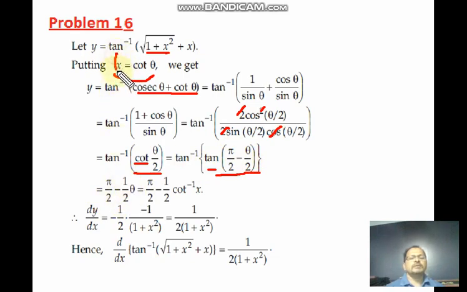Theta is nothing but cot inverse x, and putting it here, y is equal to pi by 2 minus half cot inverse x. Taking derivative of pi by 2 is 0 and derivative of minus half as it is. Derivative of cot inverse x is minus 1 upon 1 plus x square. So finally the answer is 1 upon 2 into 1 plus x square.